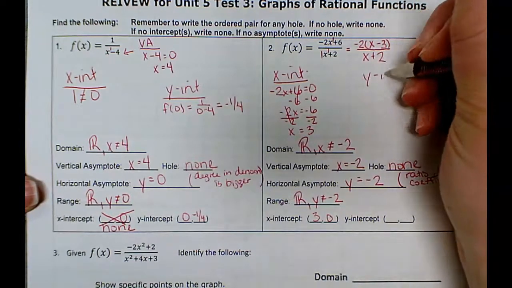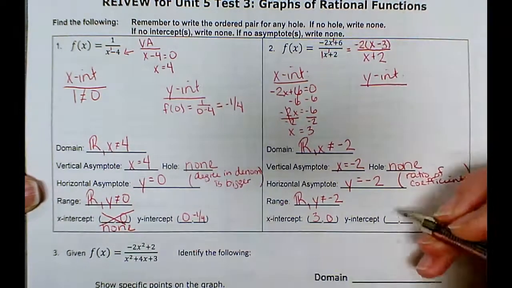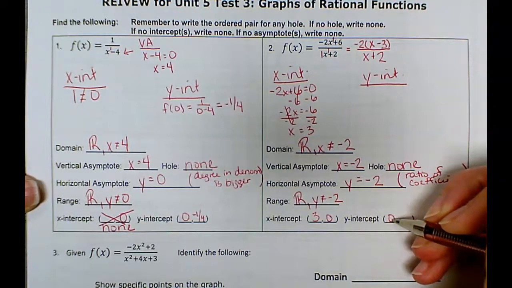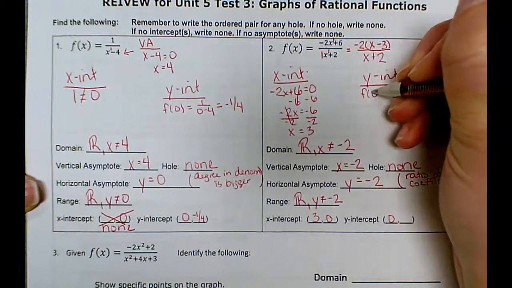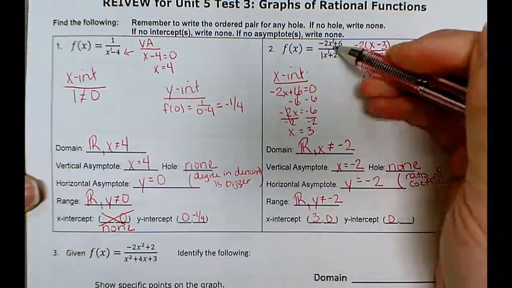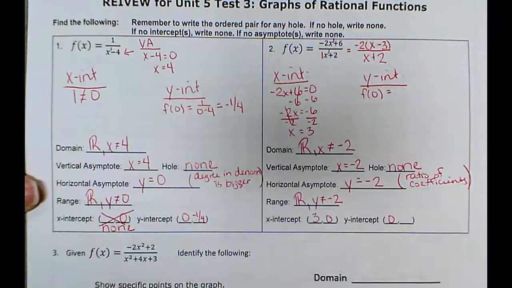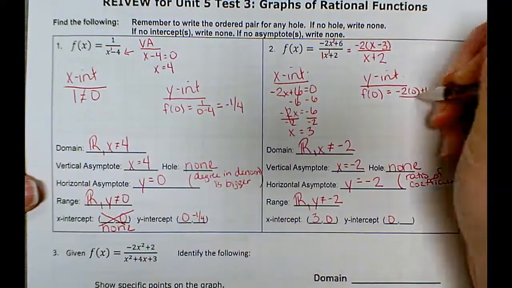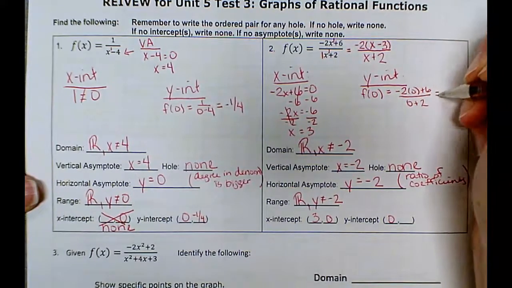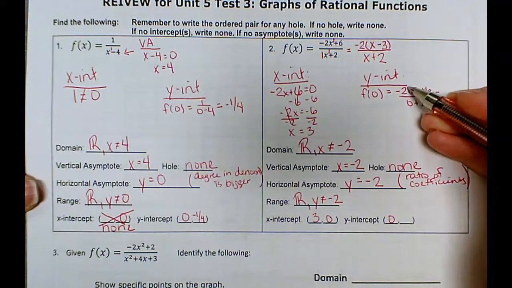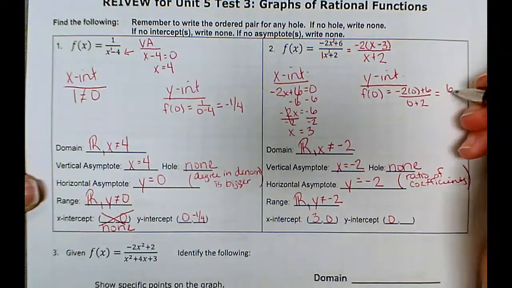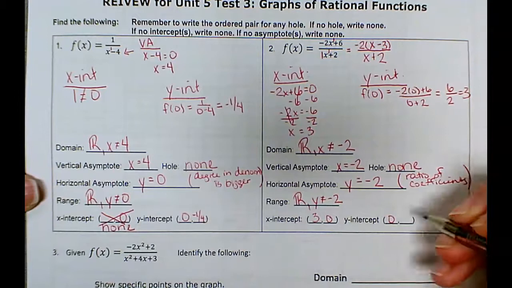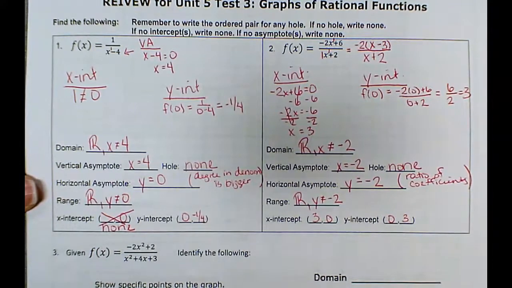For the y-intercept, it's the y value when x is 0, so I'm going to substitute 0 everywhere I see an x. Again, you can use either form of the function, the original or this one. So when I substitute 0, I have -2 times 0 plus 6 over 0 plus 2. -2 times 0 is 0, and 0 plus 6 is 6. 0 plus 2 is 2. And 6 over 2 is 3. So (0, 3) is the y-intercept.